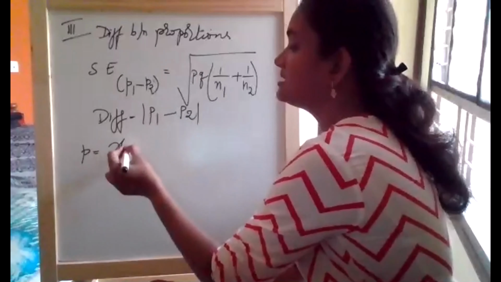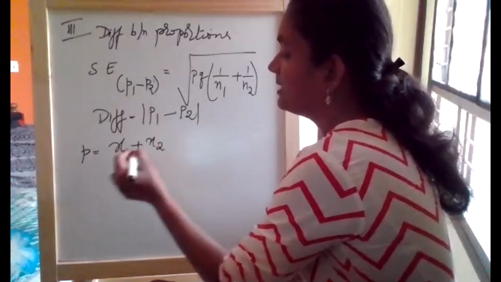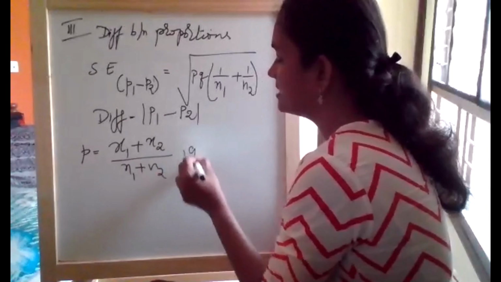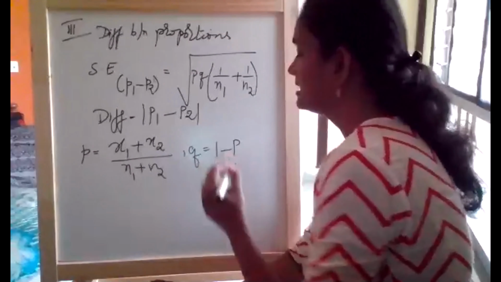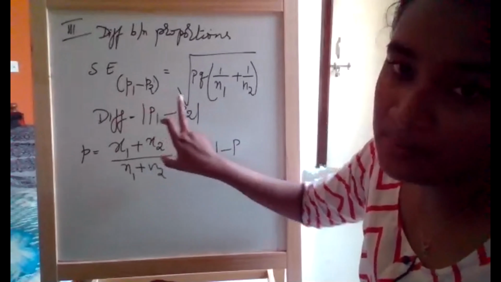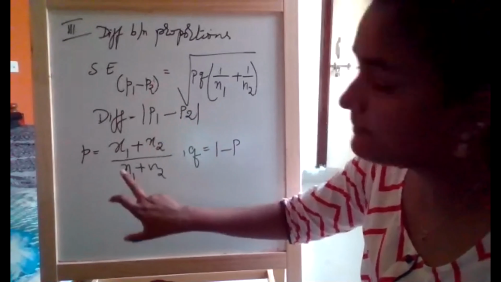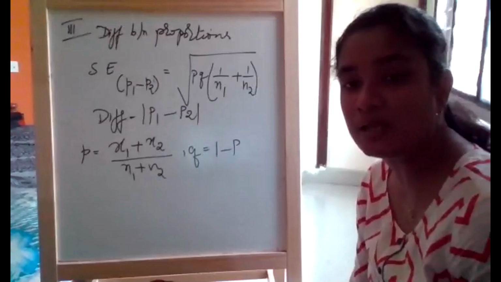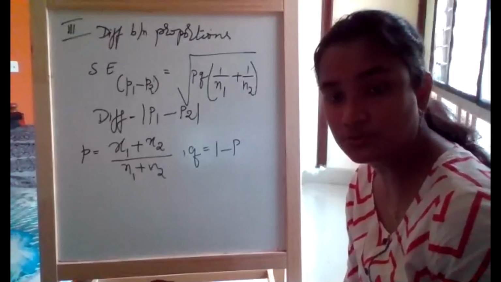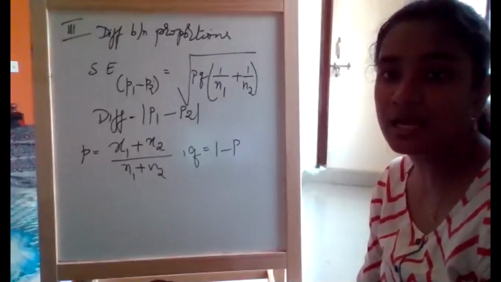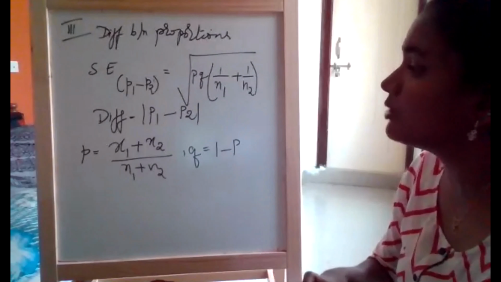That is the reason there is a formula for it, which is x1 plus x2 divided by n1 plus n2. Obviously q is nothing but 1 minus p. P1 is the success of the first sample. P2 is the success of the second sample. Whereas P is the average success of sample 1 and sample 2. Any doubt in this formula representation? I hope all the values are clear. If you have doubt, you can ask me.